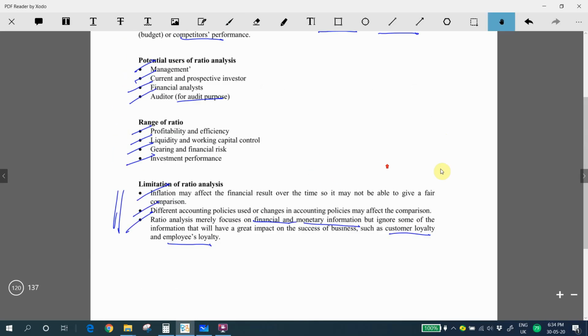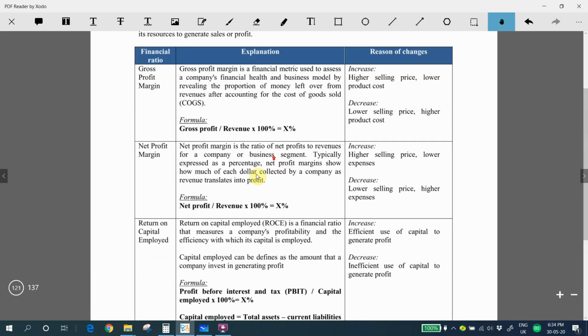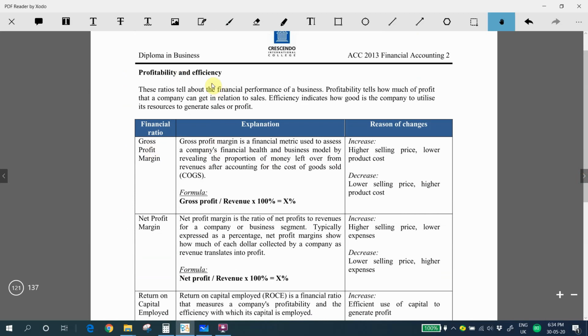So in the next page, you can see these are the ratios, and this is not something new to you. You have learned this in your principles of finance. So basically in FA2, I will just briefly expand on the ratios to give you some refresh. So let's start with the first one, profitability and efficiency.